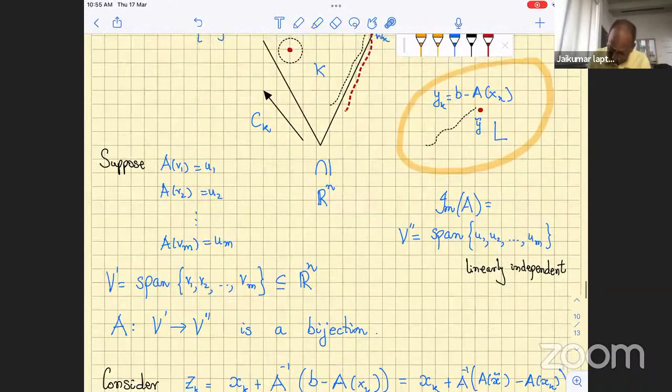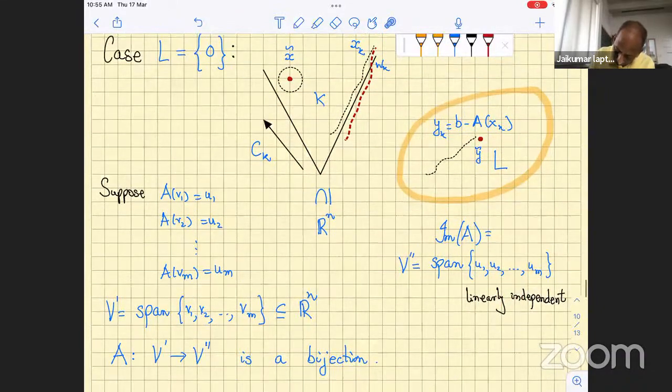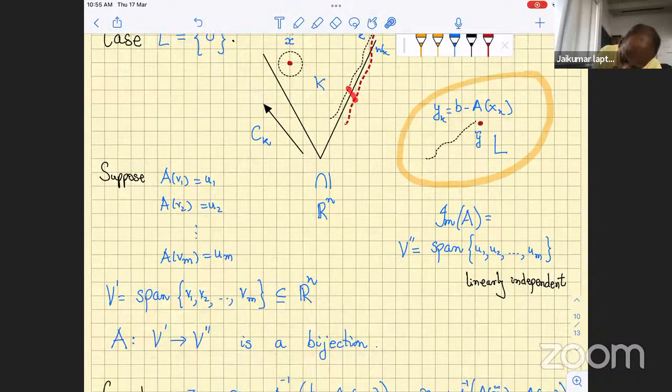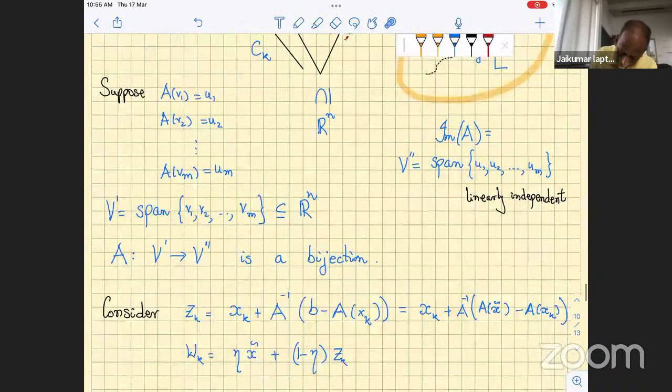So now, see this point. Yeah. So now what I'm going to do is shift each of these points xk to a new point wk, so that wk's image falls right on L. Yeah, wk's image is right on L. So by how much should I adjust this?